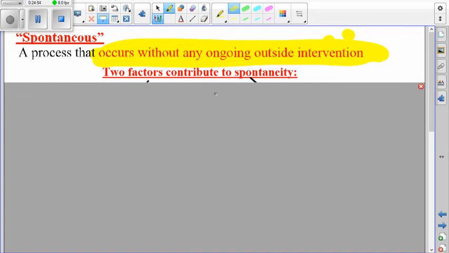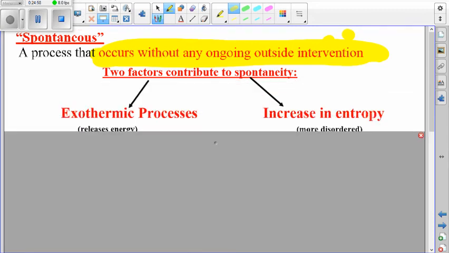There are two factors that will influence whether something happens naturally, spontaneously, or not: exothermic processes and an increase in entropy. Nature loves these two things. Again, when I said spread heat, that's the same thing as saying an exothermic process, right? Because the heat is exiting the system and going out into the universe, the surroundings. And it loves an increase in entropy. The universe loves those two things. Loves it! All right.